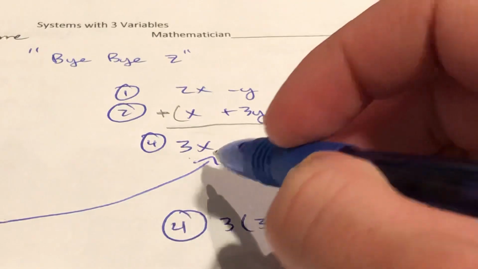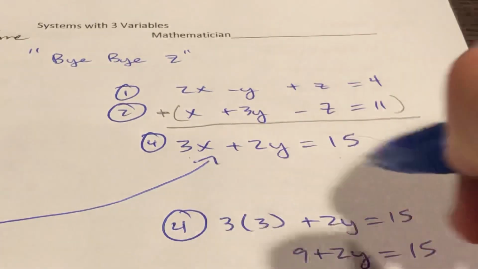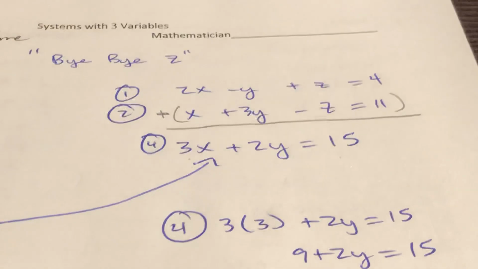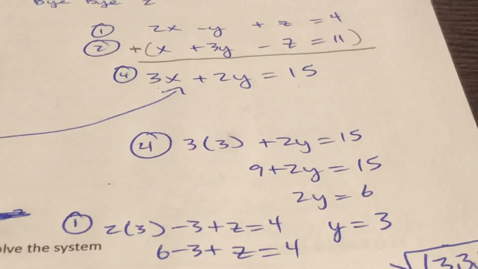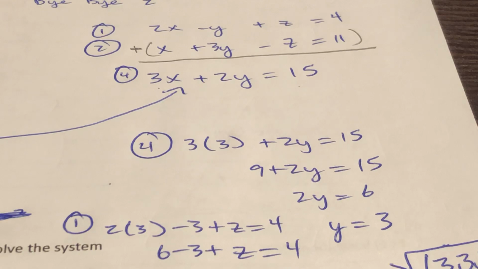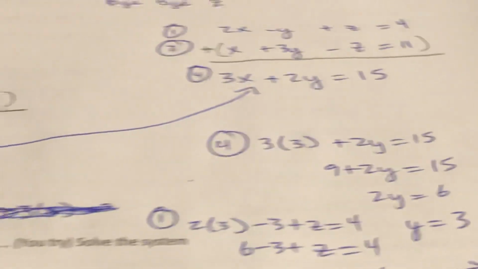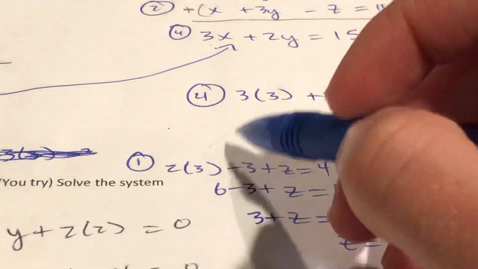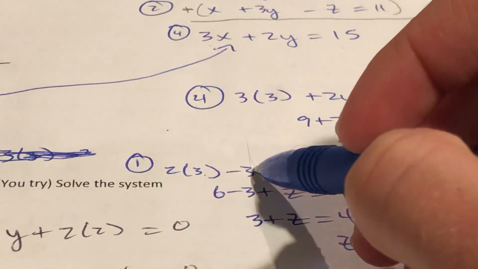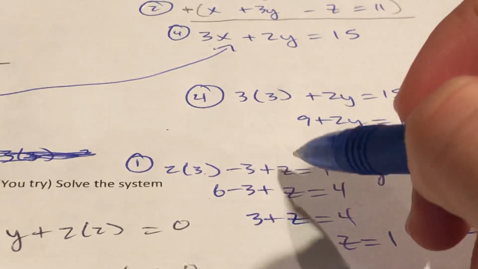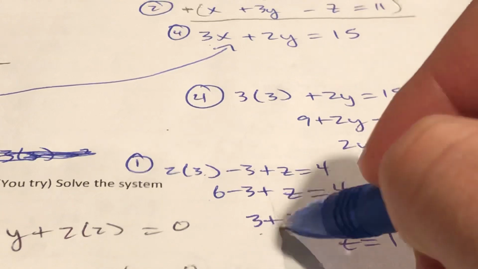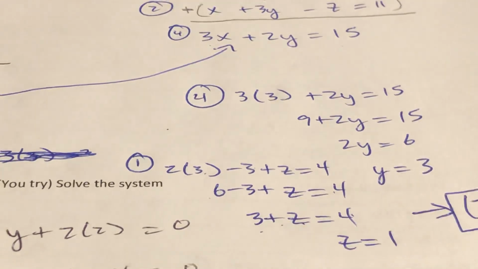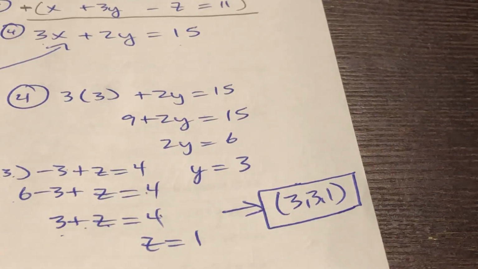So if x equals 3, I'm going to plug that in for x right here. 3 times 3 plus 2y is equal to 15. 9 plus 2y is 15. 2y is 6, y is 3. I have y, I have x. I'm going to figure out what z is. I'm going to use equation 1, and I'm going to plug 3 in for x, 3 in for y. 6 minus 3 plus z is 4. 3 plus z is 4. Z is 1. And I have solved for x, y, and z. And that's a pretty easy one. 3, 3, 1 is my answer.